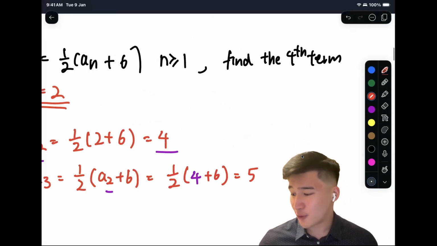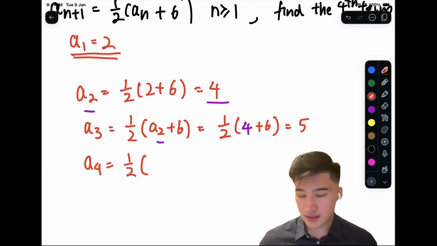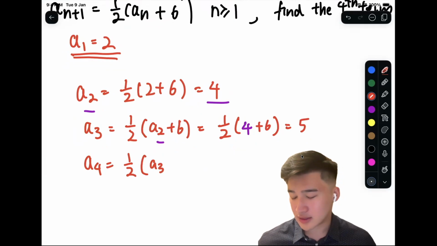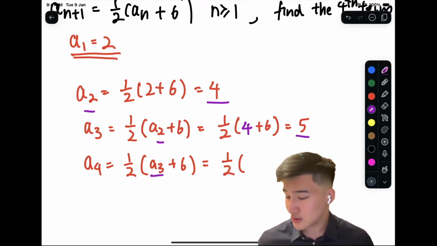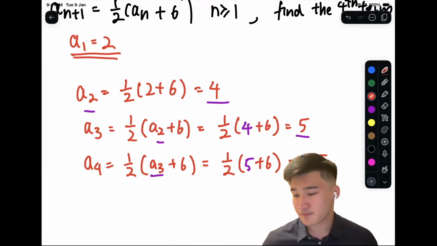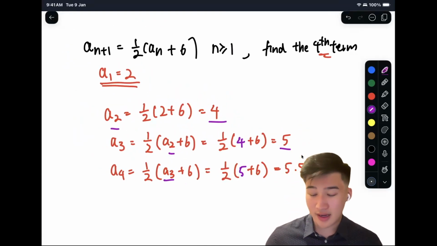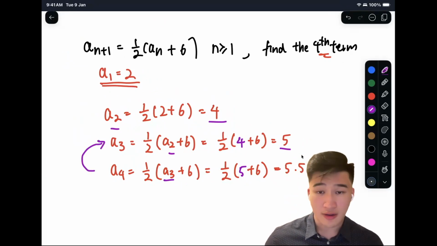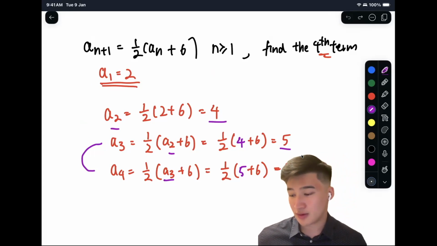We're going to find the fourth term, so we can do one more. So a4 is going to be 1 over 2 times our a3 plus 6. This time a3 is 5, so it's 5 plus 6, divided by 2, that's 5.5. So this is a recursive sequence. We can say that our a4 is dependent on our a3, our a3 is dependent on our a2, our a2 is dependent on our a1, and so on and so forth. This is what we call a recursive sequence.